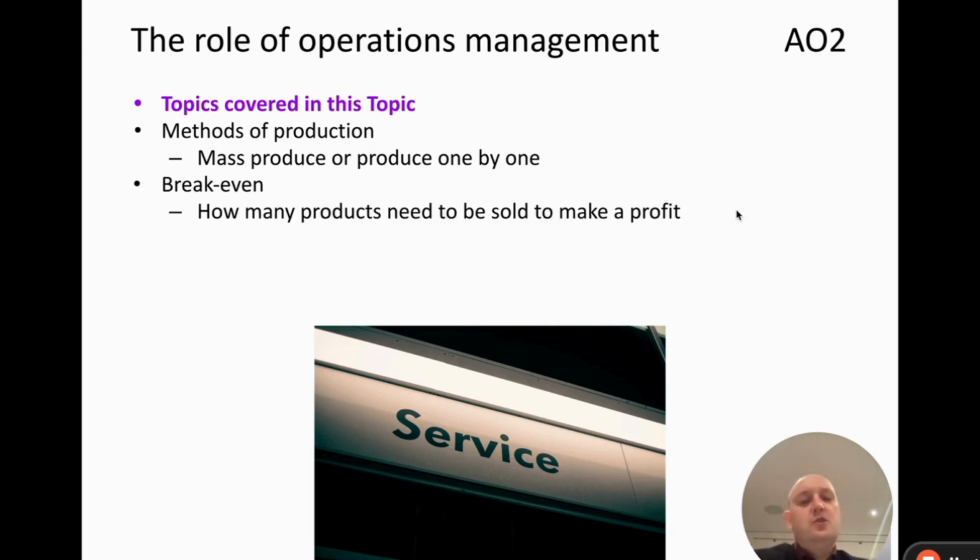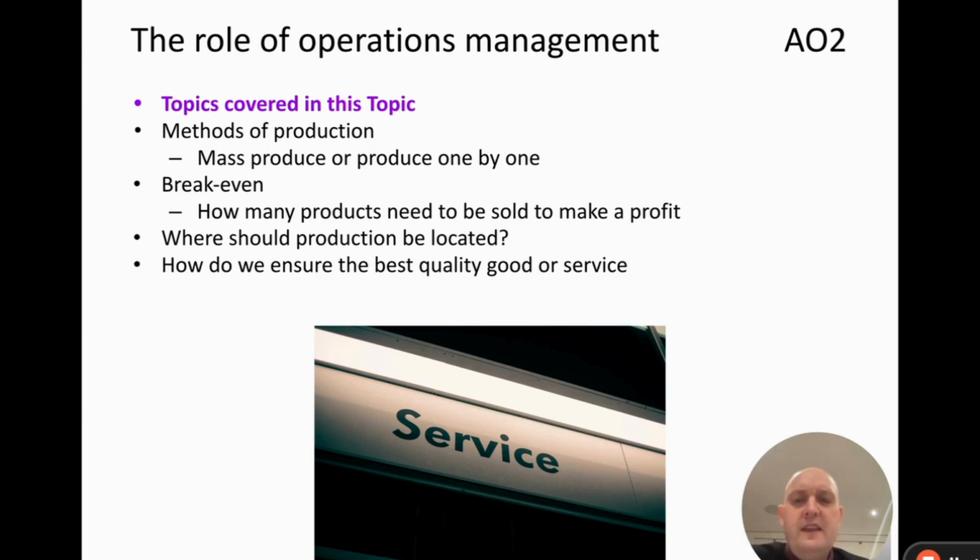We're going to look at something called break even, which interestingly used to be part of finance, but now is in operations management, which is what's the minimum number of goods or services we need to sell in order to make a profit. We've got things such as where should production be located? Should we outsource it? Should we offshore it? How can we ensure the best quality good or service? That is an HL topic in quality management. And also another HL topic is how much stock we should store. So we'll look at just in case and just in time stock management systems. So those are coming up.